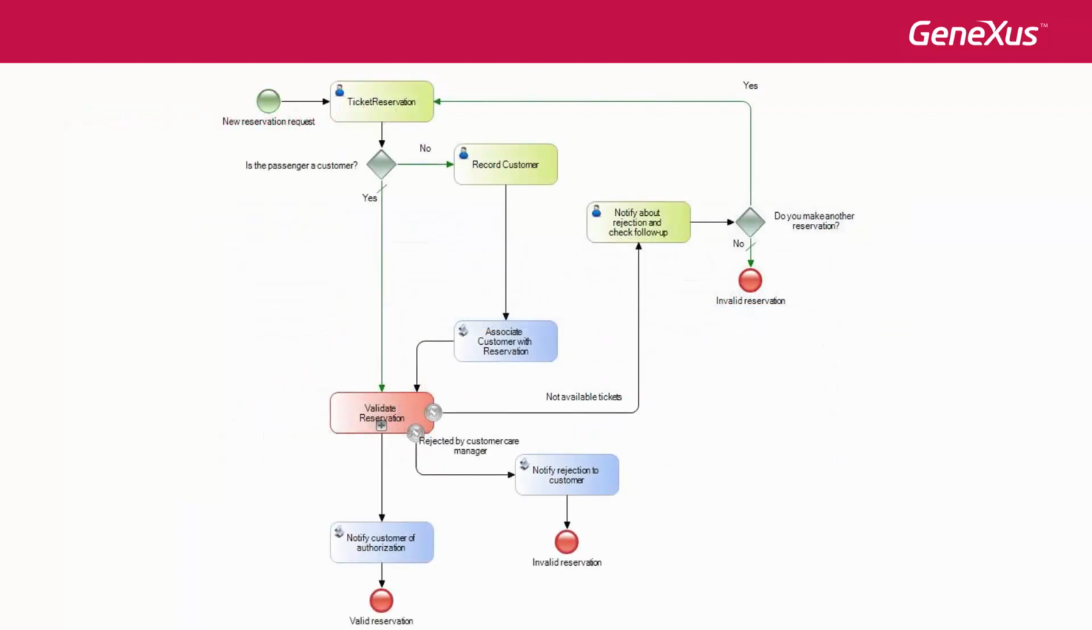In order for the screen of the reservation transaction to be opened when the ticket reservation task is executed, we will associate the task to the transaction object. We will be performing these assignments from a GeneXus KB, so we will need to import the diagrams we created with the business process modeler.